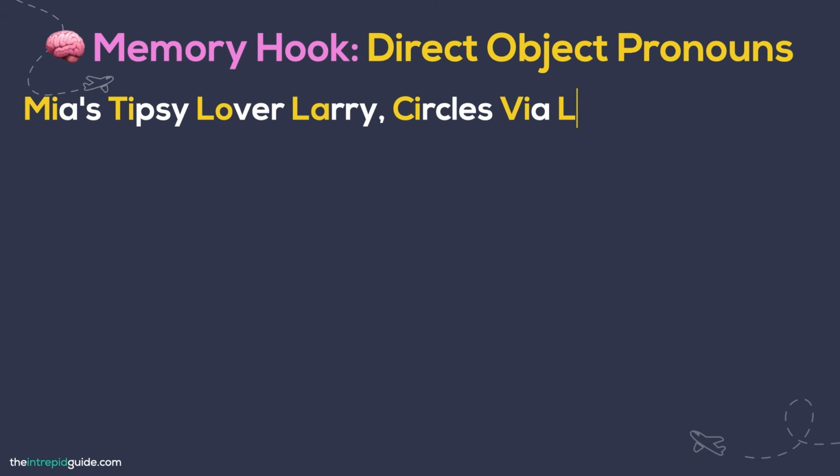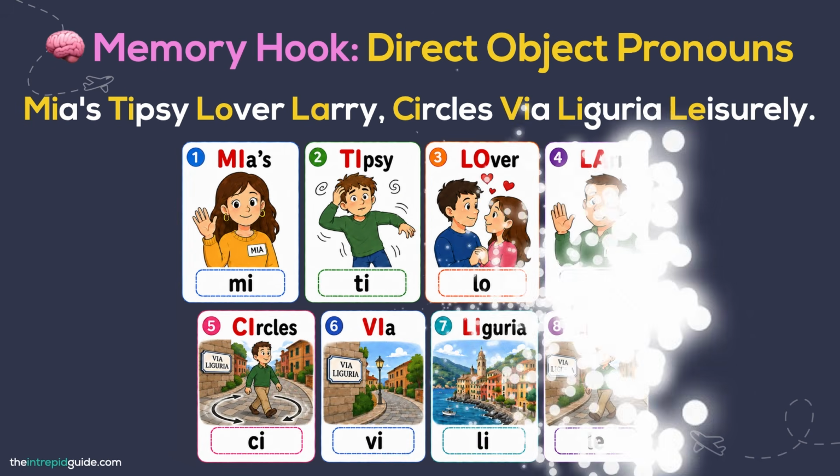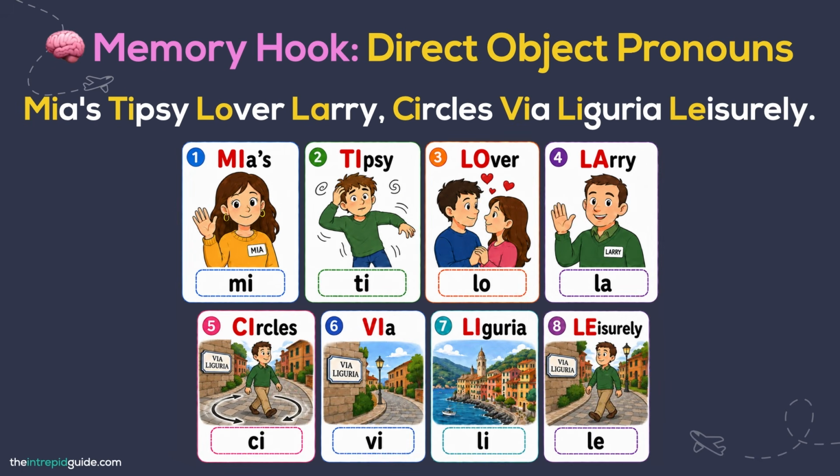Now, to lock these 8 direct object pronouns into your memory, here's a phrase to remember. Mia's tipsy lover, Larry, circles via Liguria leisurely. Again, notice how every pronoun is represented at the start of each word. And here's a fun fact. Via Liguria is a real Roman street just off Via Veneto, where the US Embassy is.